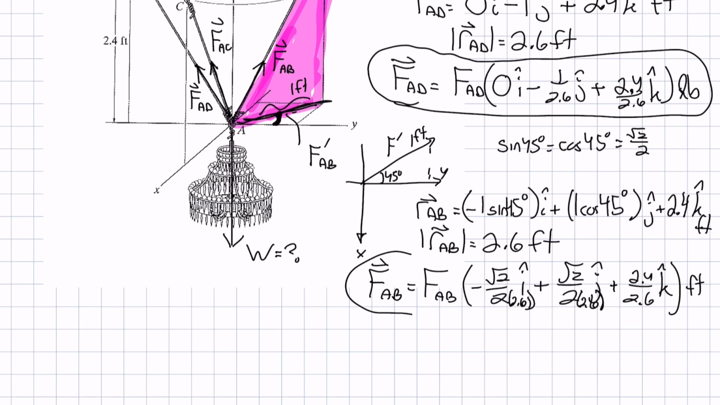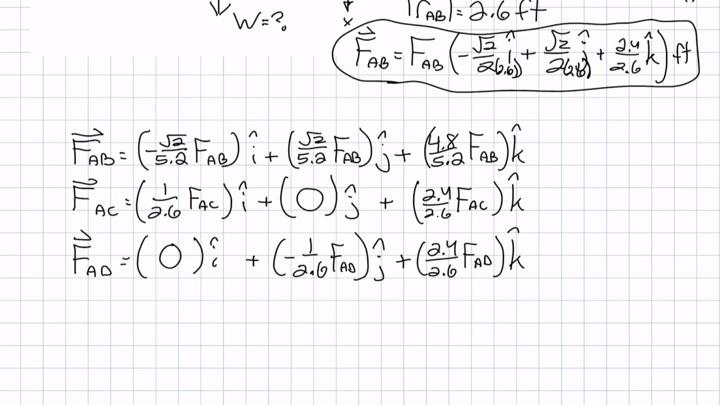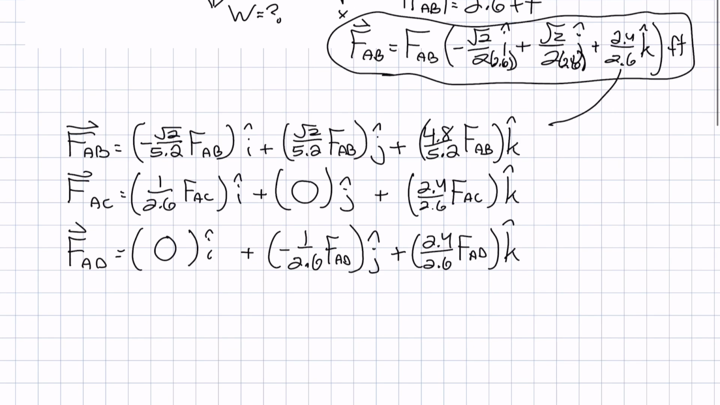So I've now determined equations for all my forces acting on the chandelier. Okay, so now I've just written them out again here, a little nicer. Now notice the only thing I really did was for the first one, FAB, I made all the things over 5.2. That's because you had 2 times 2.6 on the bottom, so I just wanted to get equivalent fractions in there. And that's what I'm demonstrating right here, that 2.4 over 2.6 is equivalent to 4.8 over 5.2.